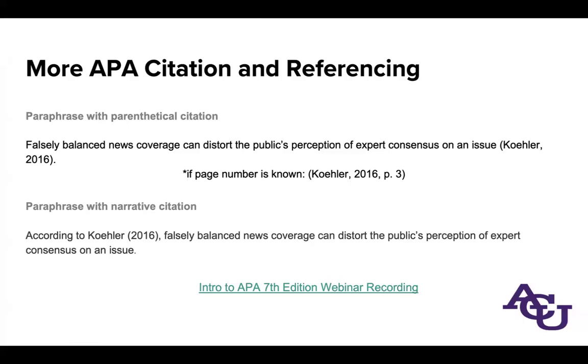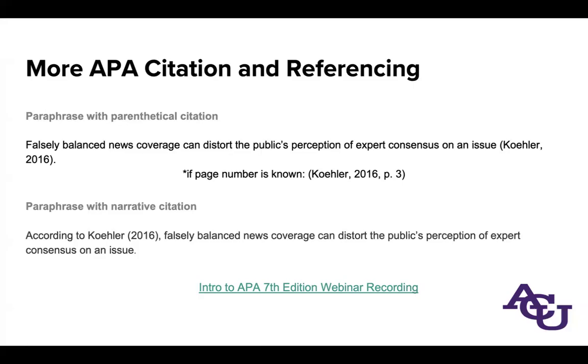Falsely balanced news coverage can distort the public's perception of expert consensus on an issue (Kaler, 2016). So in the parentheses, we put the author's last name, then a comma, and then the year. For a paraphrase, you don't need the page number according to APA guidelines, but if you were directly quoting Kaler, you could add p. 3 for the page number.